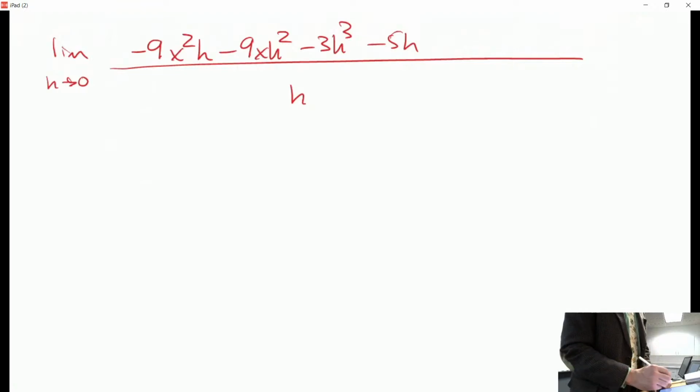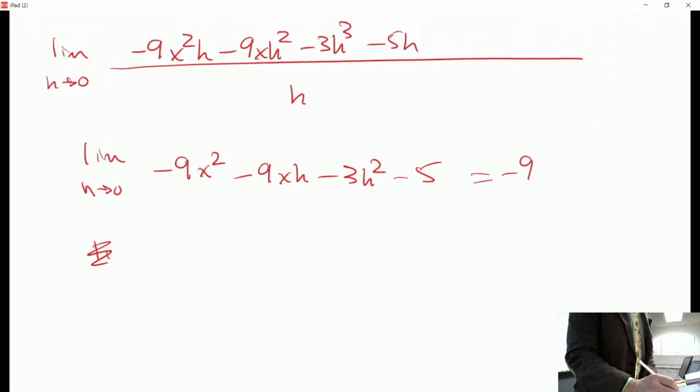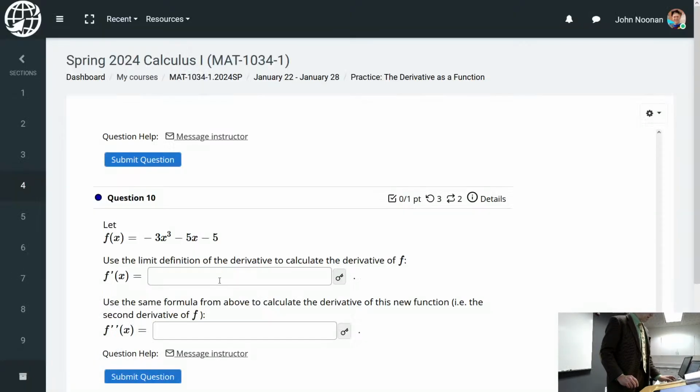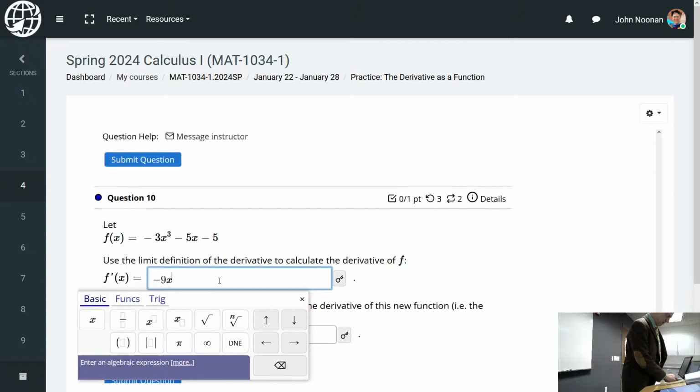Okay, so let's factor out the h, cancel. You end up with, so I'm skipping a couple steps here, negative 9x squared minus 9xh minus 3h squared minus 5. And then that becomes, oh, just do the limit. Negative 9x squared minus 5. So that's what I'm getting. Let's see if Lumen likes me. So let's see, this is going to be negative 9x squared.